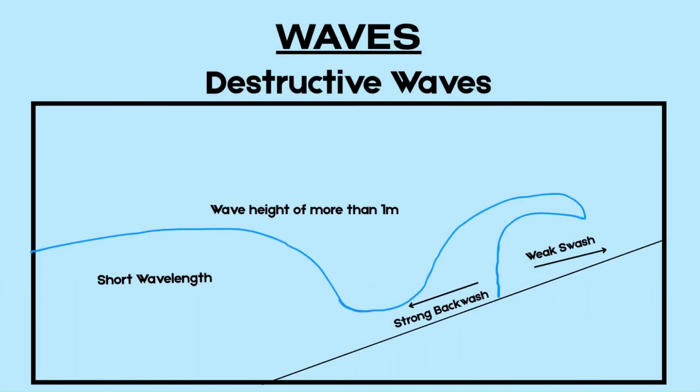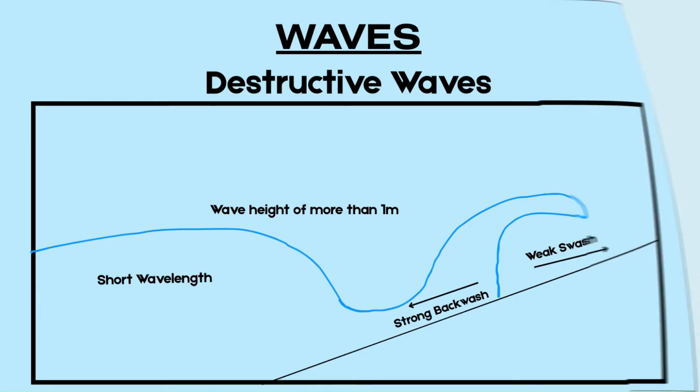Destructive waves have a weak swash and a strong backwash. This means they take sediment away from the beach. The waves have a wave height of more than 1 meter and a shorter wavelength. They have a higher frequency and are formed in higher energy environments.